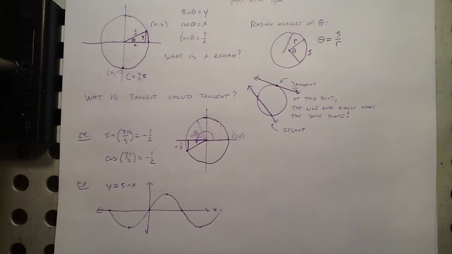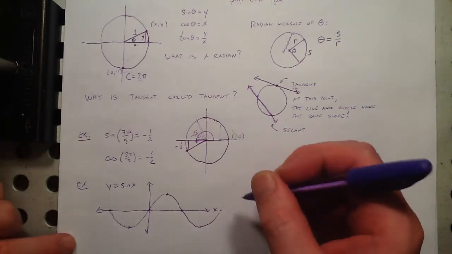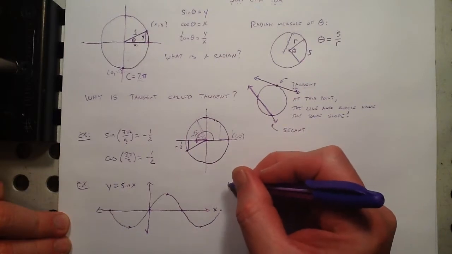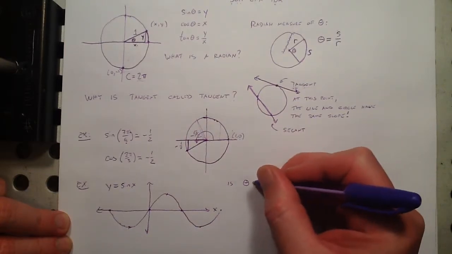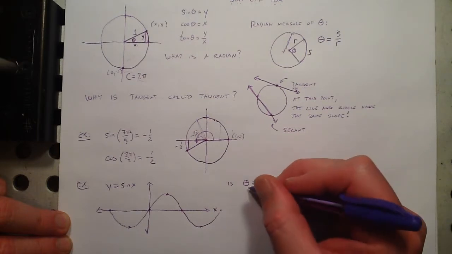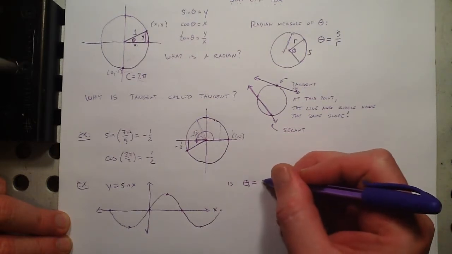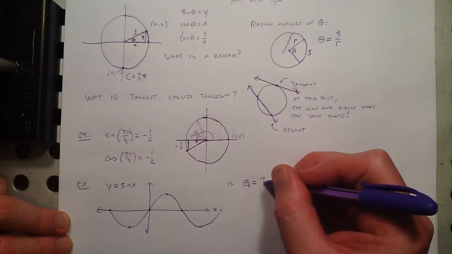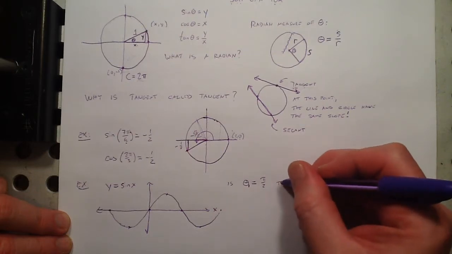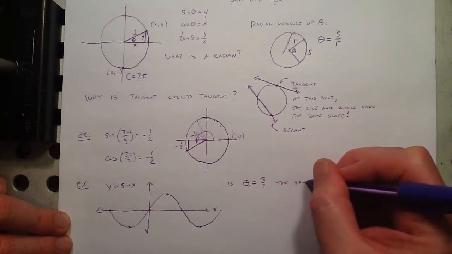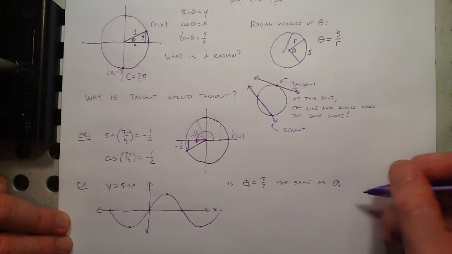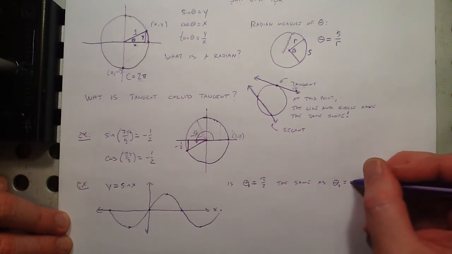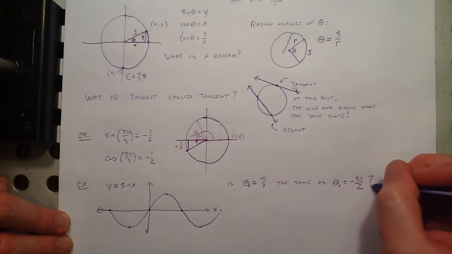Let's see. I'm going to make a point here. Is the angle theta 1, let's say, equal to pi over 2, the same as some other angle, call it theta 2, equal to negative 3 pi over 2? Are those the same?